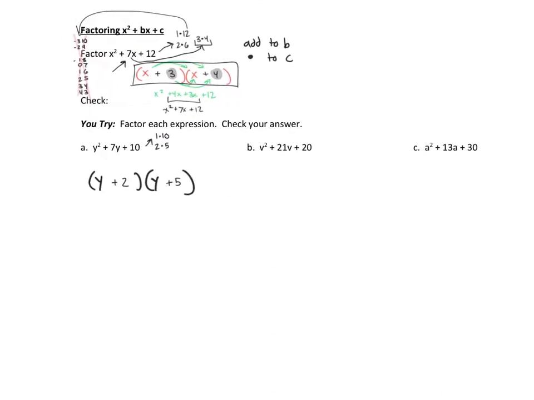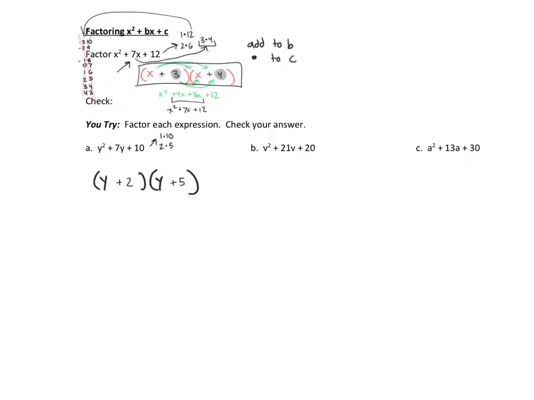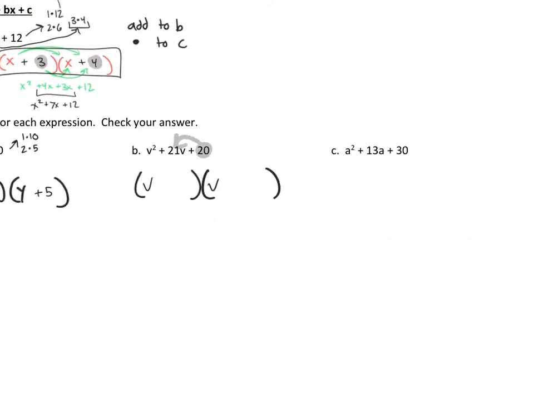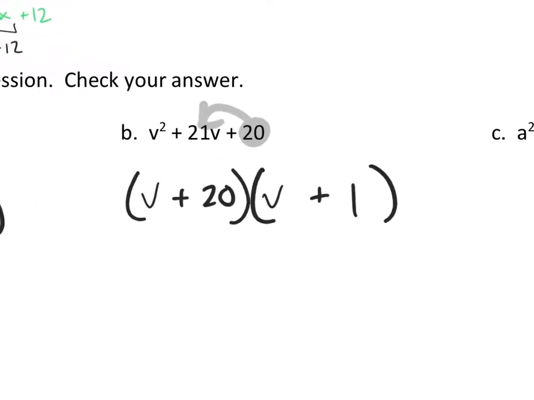I encourage you to pause now and try B and C on your own. Find the numbers that multiply to 20 that also add to 21, because it starts v and v. The answer to this one is 20 and 1. 20 times 1 gives me 20. 20 plus 1 is 21.